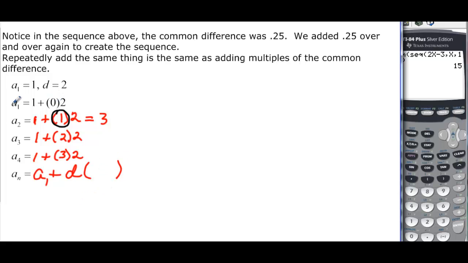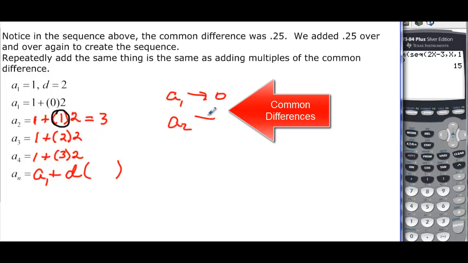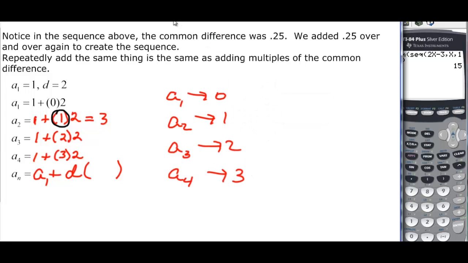Well, if you look at this, for the a sub 1 term, I needed 0. A sub 2, I needed 1. A sub 3, I needed 2. A sub 4, I needed 3. So, do you see the pattern happening here? How did these two numbers compare? 2 compared to 1. 3 compared to 2.